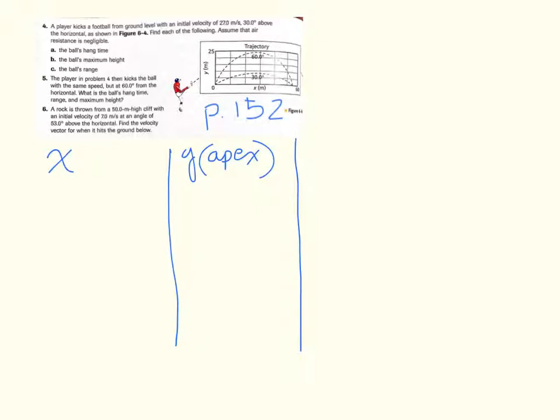When I do these problems, sometimes it's really helpful to actually set up a table with 3 columns, instead of just the 2 that I've been doing. What that's going to look like is this. I've got my x, the range. I've got my y to the apex, so the middle. And then I've got my y total.